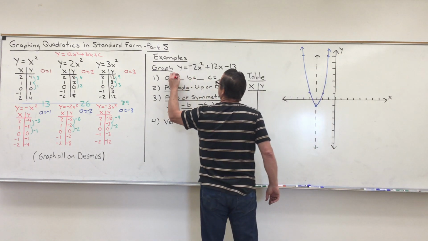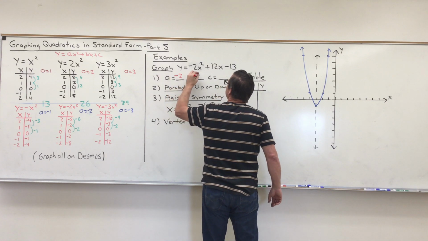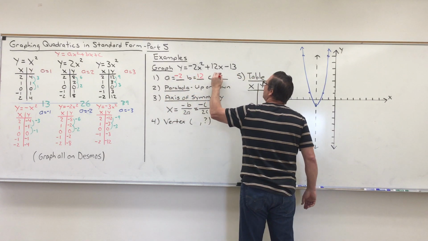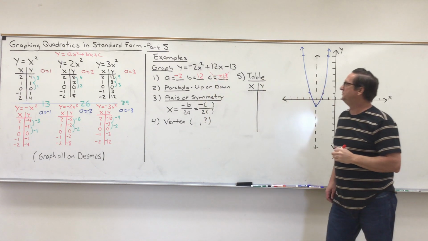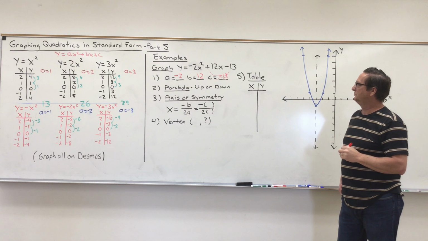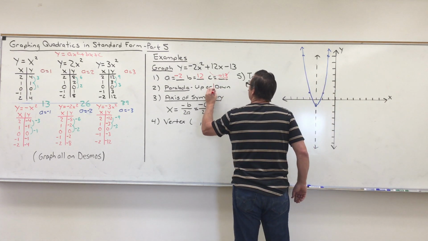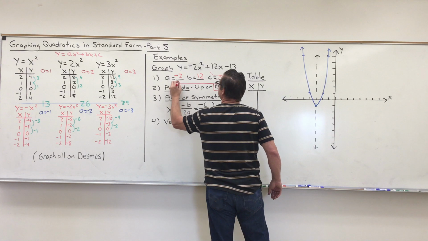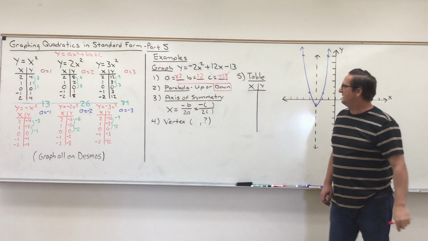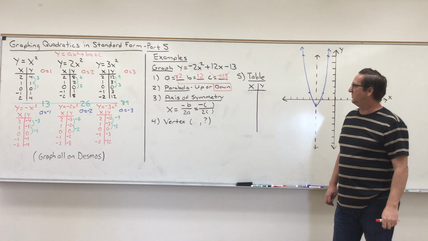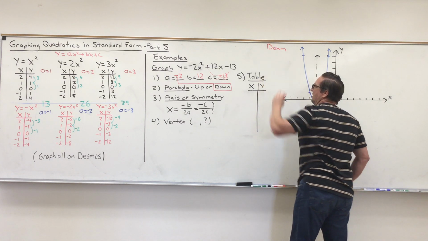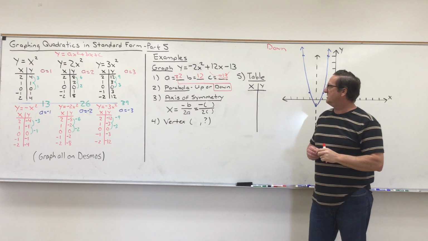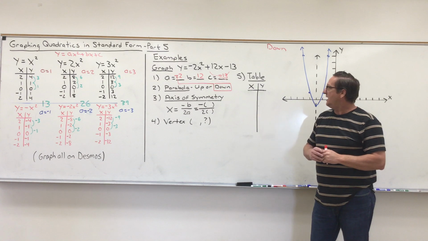Okay. A is negative 2. B is 12, and C is negative 13. My parabola is going down, okay? Parabola is going down because my A value is negative. Okay, axis of symmetry.